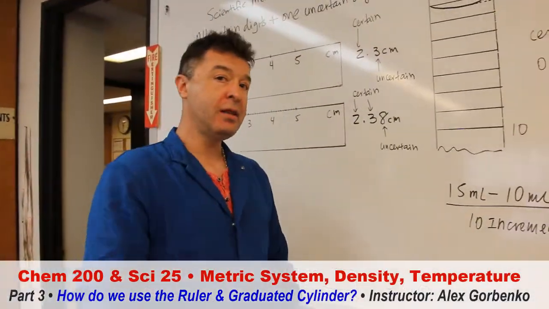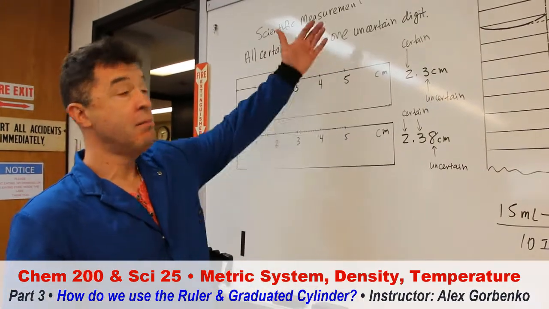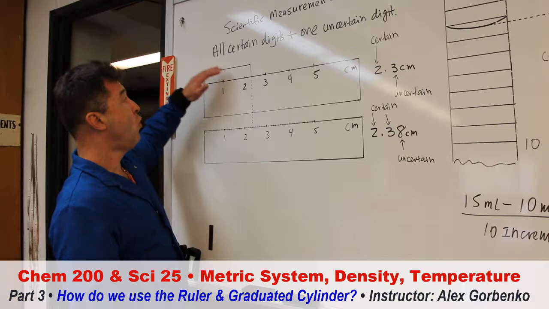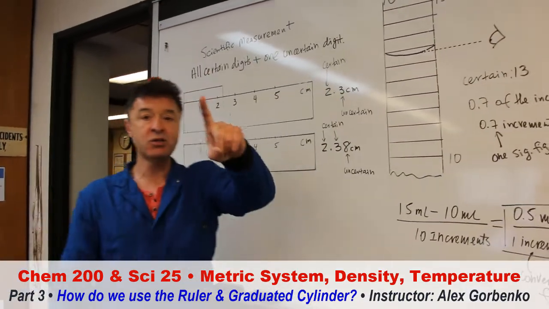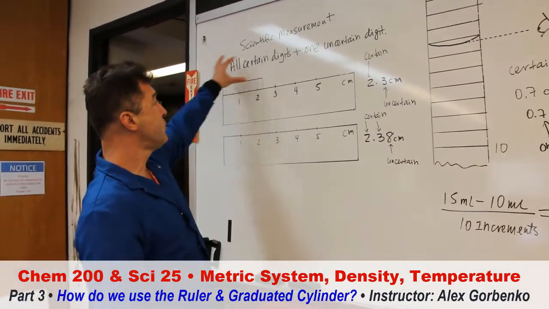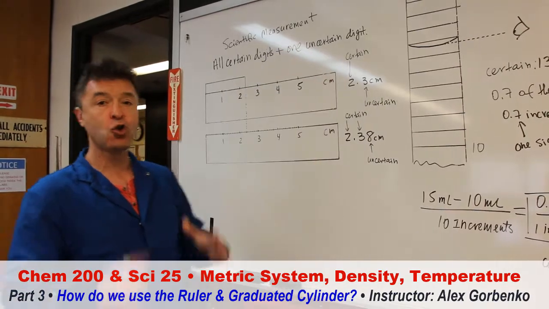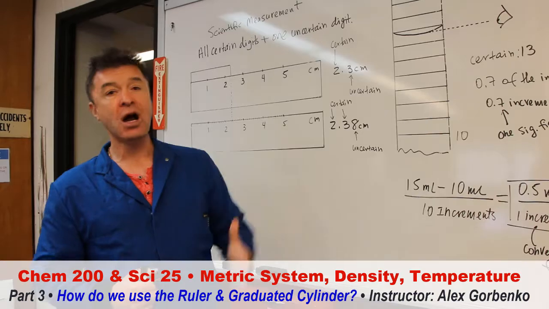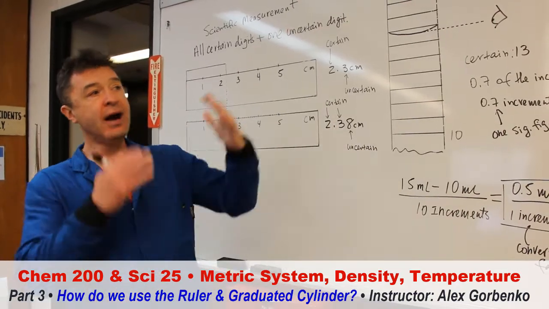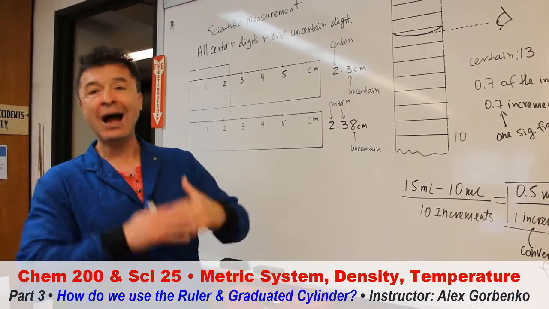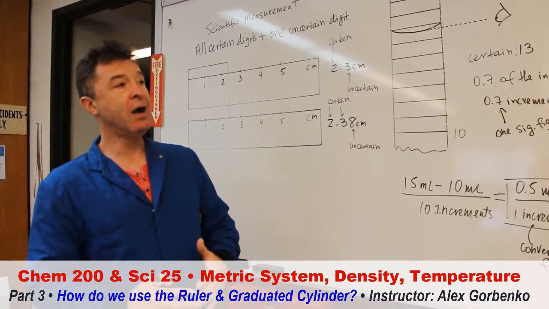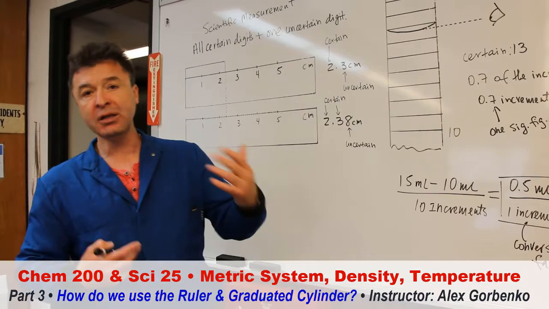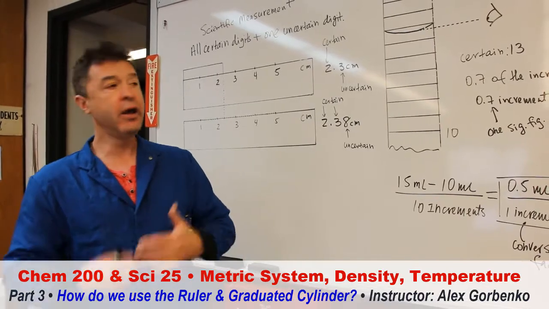All right, and now we're at the point where we're ready to make the measurements. The way we do the measurements is that we report all of the certain digits plus one uncertain digit. These are called significant digits. That's why I had to cover all of these guidelines for counting significant figures, and how to do mathematical calculations with them: multiplication, division, addition, subtraction, and also rounding off.